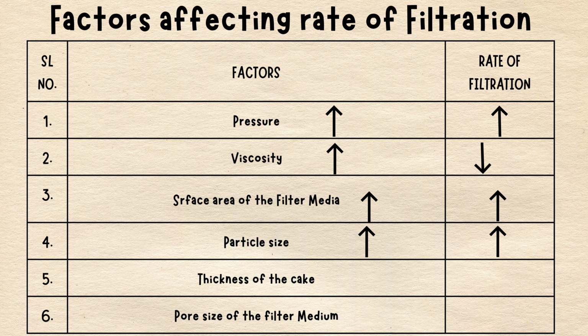Next, thickness of the filter cake. If the thickness of the filter cake increases, then the rate of filtration will decrease. And finally, pore size of the filter medium. Larger pore size leads to a fast rate of filtration.